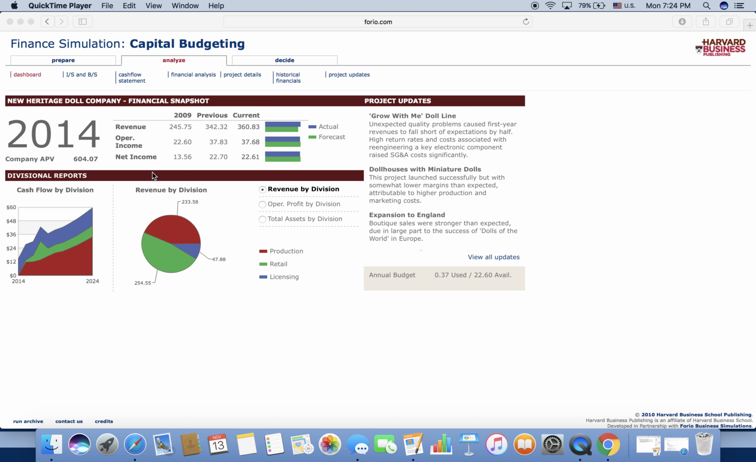And if we look at the current section for 2014, I got 360.83 for my revenue, my operation income was 37.68, and my net income was 22.61. And if we see the difference from the year 2009, it did go up somewhat of a difference.